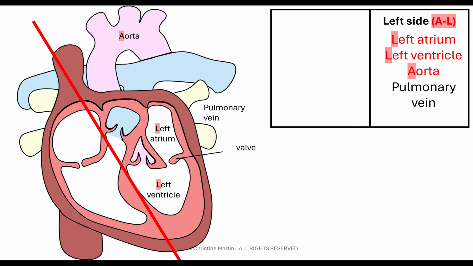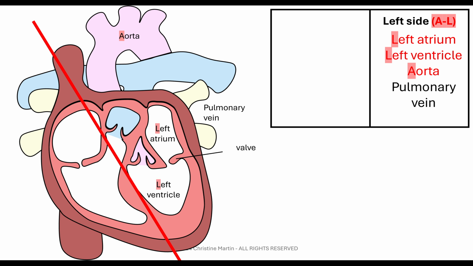Now the pulmonary vein doesn't actually follow suit with my rule of the alphabet, but I'll show you how it makes sense on the other side. My right side is my M to Z. So the right side, we have our vena cava. This is the biggest vein that is going to lead in to my right atrium. So the blood is going to flow from the body into the right atrium via the vena cava. The blood will then flow from the right atrium across the valve to the right ventricle, and it will then flow up to the pulmonary artery. So vena cava, right atrium, right ventricle, pulmonary artery.